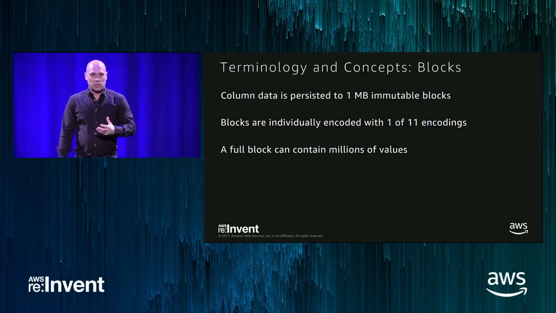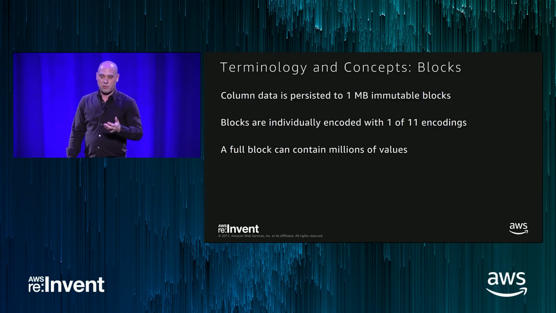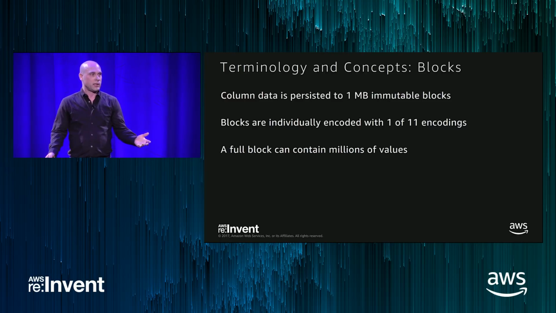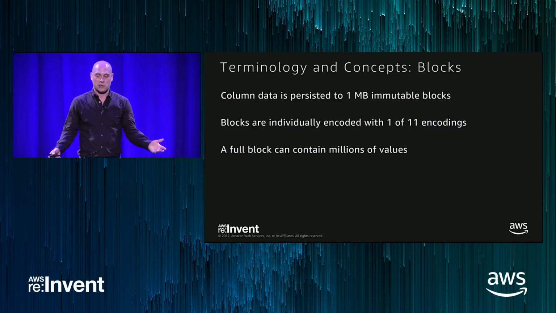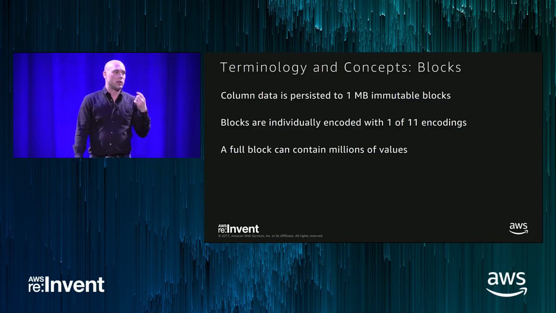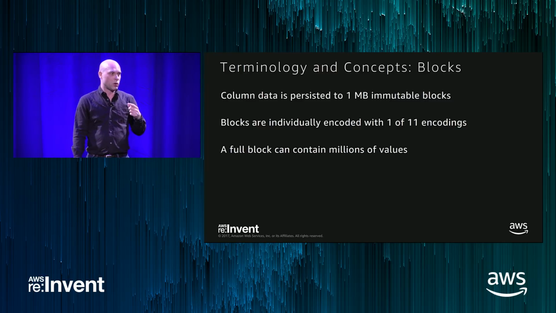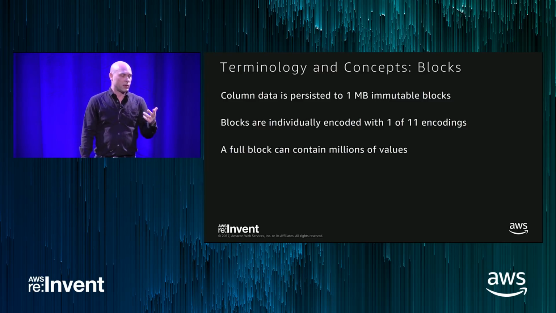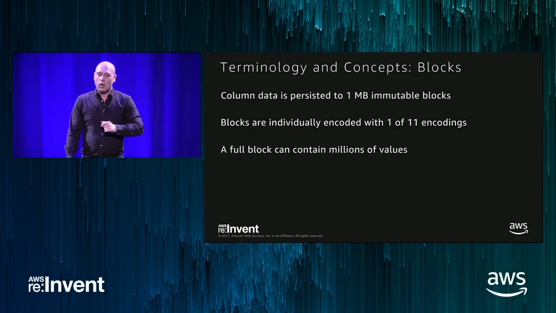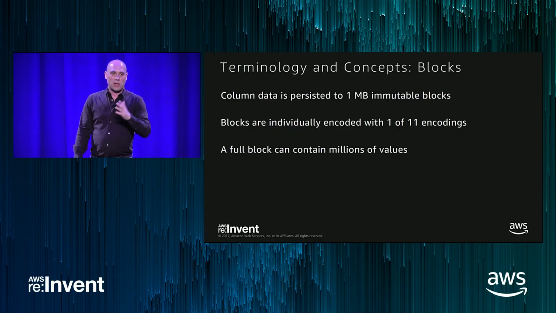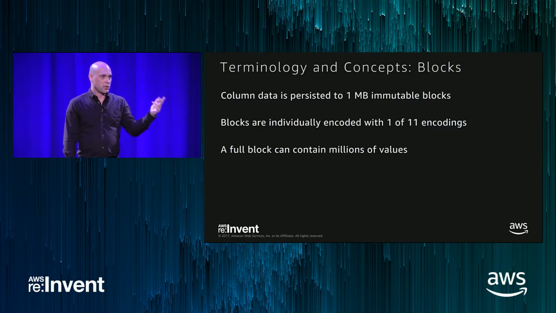So the next concept to talk about is what we call blocks in Redshift. This is basically how the columns are constructed. They're 1 meg immutable chunks that we store on disk for each column. Every block will have one of 11 different encodings, with one of those encodings being raw, which means uncompressed.